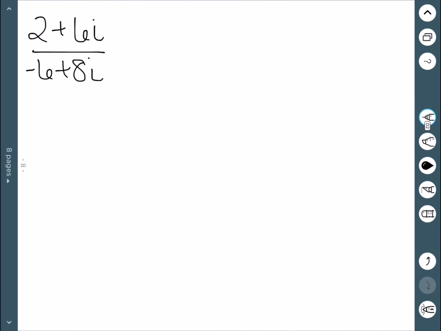Let's consider this one where we're dividing these complex numbers. And we're going to do this the same way we did the last example. We'll multiply by the conjugate of the denominator, both the top and the bottom, by this number. When we multiply the top, we do need to FOIL.